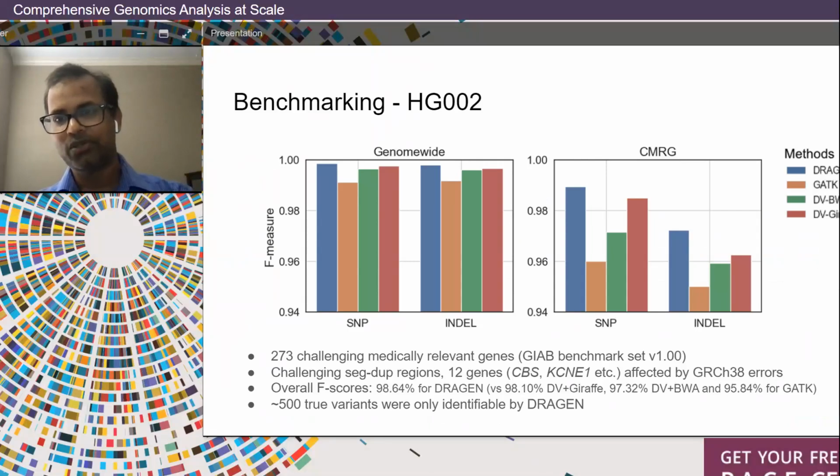The second thing we wanted to do was see the performance of DRAGEN in the challenging medically relevant regions. These challenging medical regions contain 273 genes, and they mostly contain the segmental duplication regions, and also 12 genes in these areas are affected by GRCh38 errors. And you could see in the right figure here, both for the SNPs and indels, DRAGEN performance was much better than the second best, which is DeepVariant with Giraffe. And also, we could identify 5 true variants only by DRAGEN, and that were not identifiable by other callers.